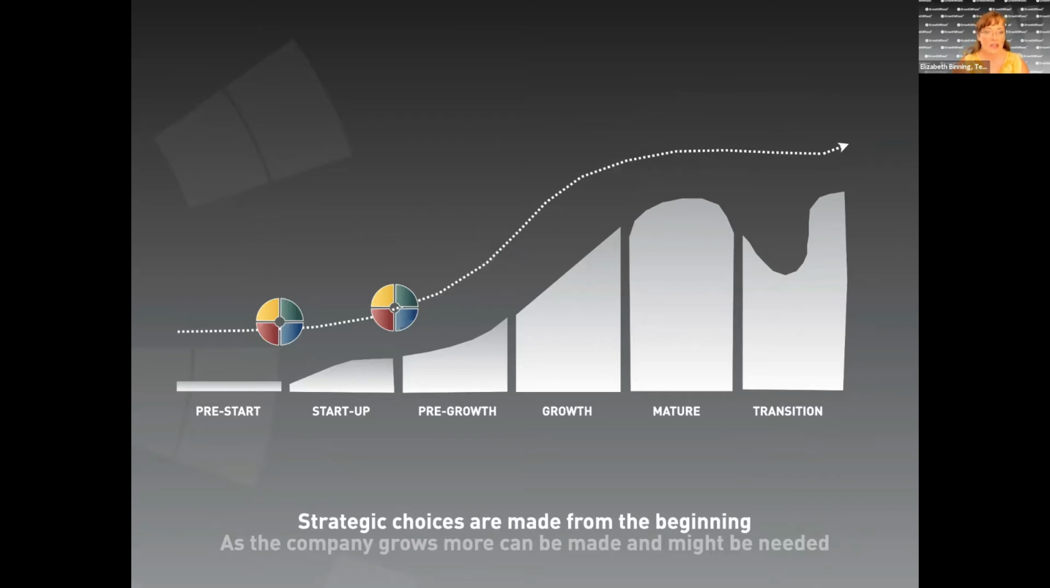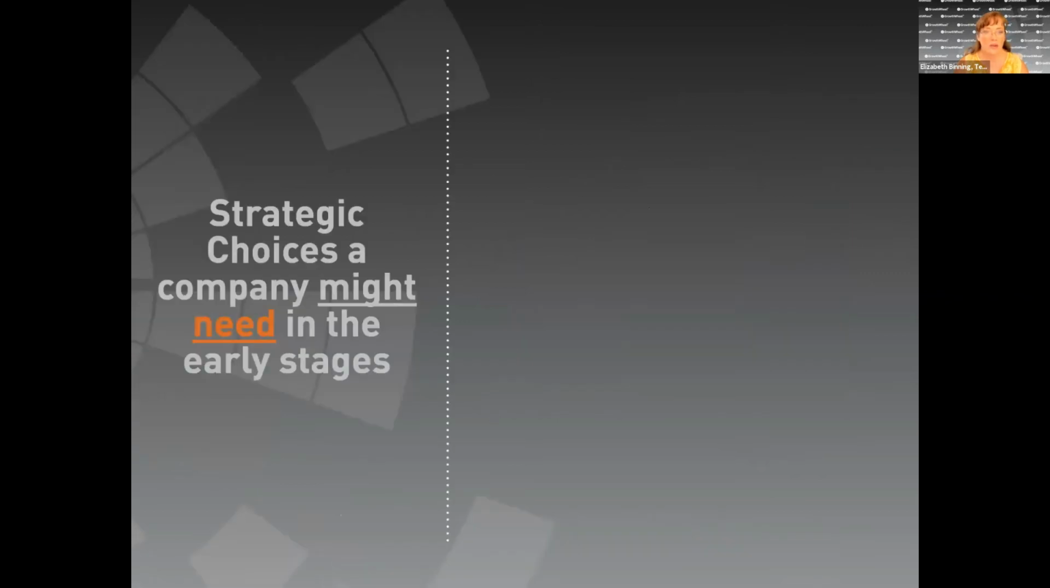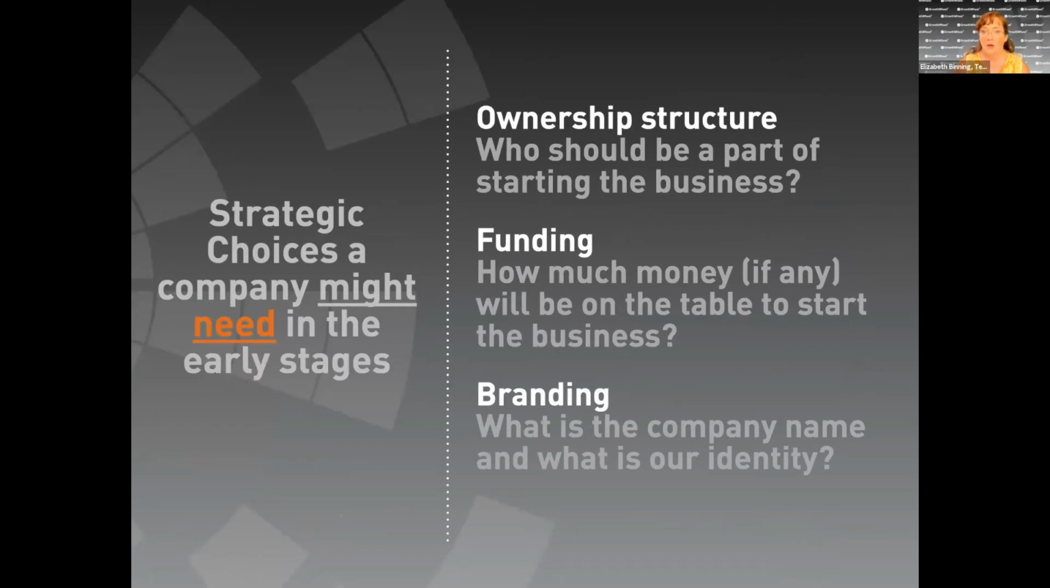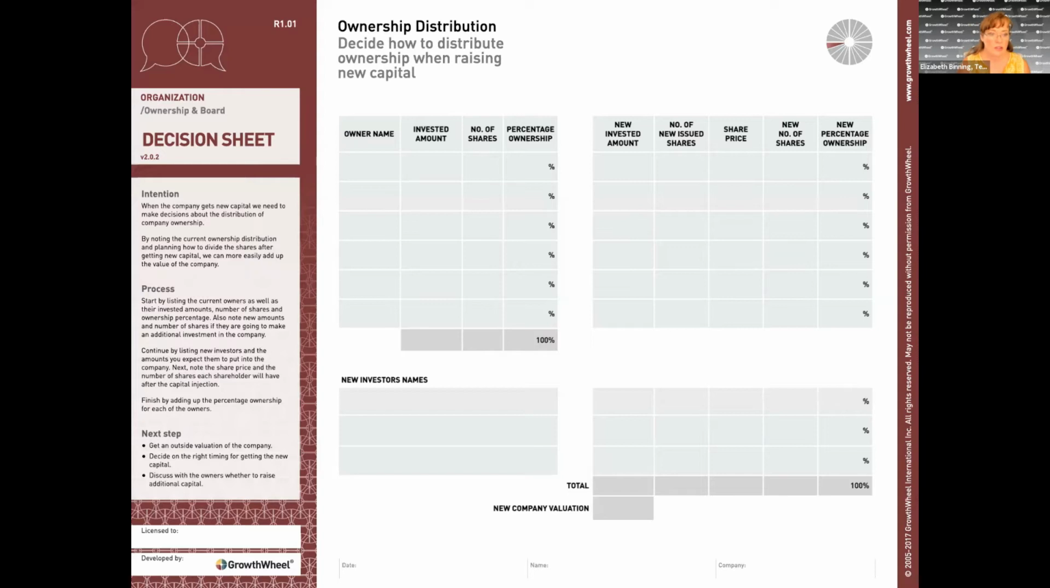So we can take a look at some of the strategic choices our clients have when they're pre-revenue or in that startup stage. So what were some of those strategic choices that a company might need in those early stages? Well, one might be ownership structure. So who should really be part of that business? Is it just going to be them? Are they going to have a business partner? Do they need investors? So who's going to be part of that? And maybe they can take a look at using a decision sheet such as the ownership distribution. So what does it mean to take in another owner or investor? What's going to be the cost of that stock, and helping clients to think through that in an early stage.